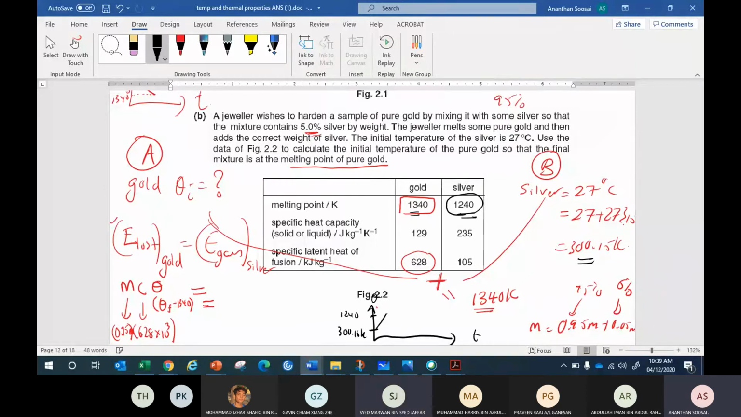1240. It was flat, melted. Then the temperature rises again, up to what temperature? Up to 1340. And this is what happened for silver. This is the graph for silver.